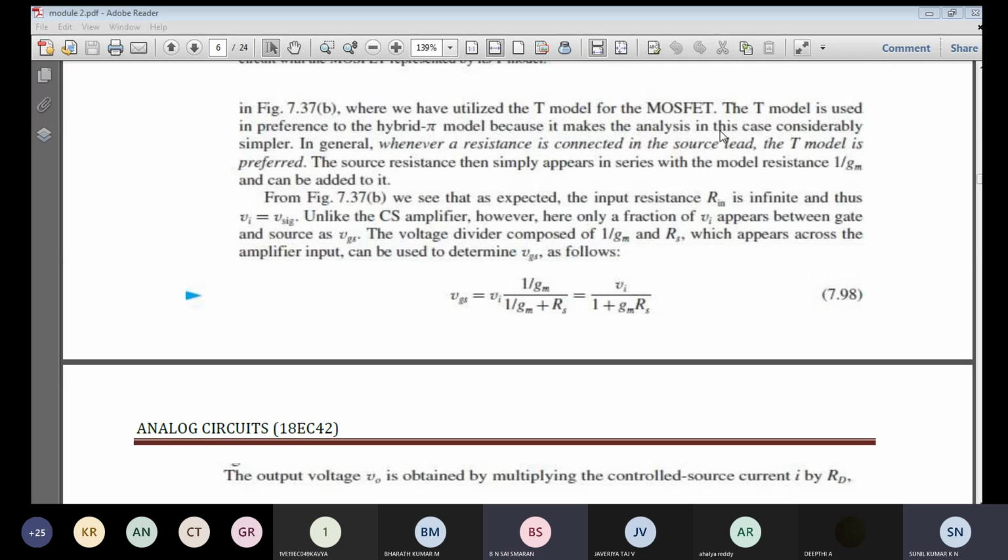Is it understood, boys? It is, sir. 10 marks important question, 10 marks important question it is.